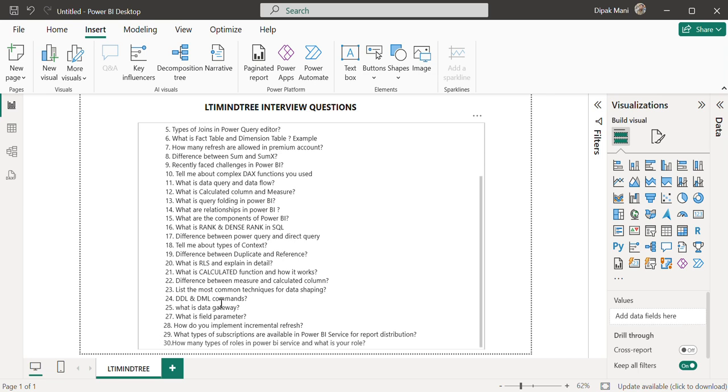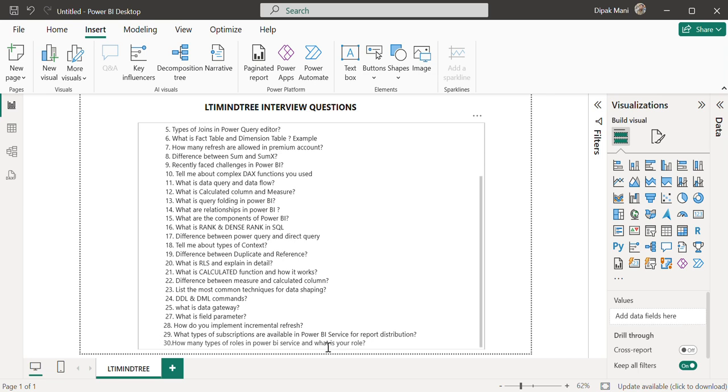What are DDL and DML commands in SQL? You know that DDL is Data Definition Language, and DML is Data Manipulation Language. In DDL we use ALTER, DROP, TRUNCATE, and CREATE also. And in DML it is INSERT, UPDATE, DELETE, those types of commands. What is a data gateway? What are field parameters? How do you implement incremental refresh? What type of subscriptions are available in Power BI service for report distribution? How many types of roles are in Power BI service, and what is your role?